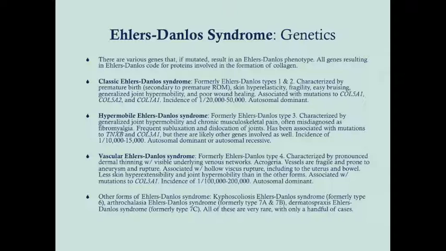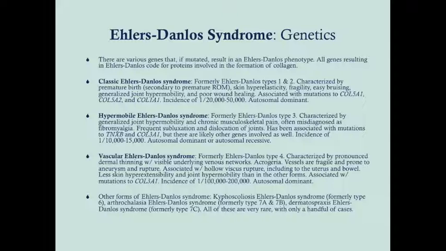Now, there are several types of Ehlers-Danlos syndrome, and they used to be classified as type 1, type 2, type 3, all the way through type 7. However, now we have renamed the system, and so there are 3 really major types of Ehlers-Danlos syndrome, which I would expect on the test you'll be asked about.